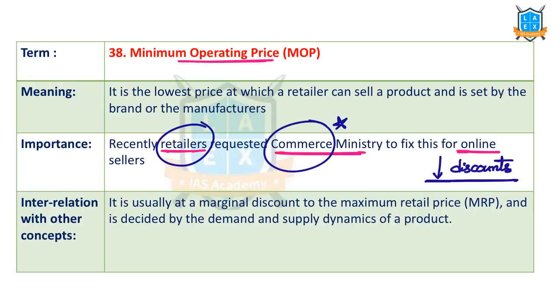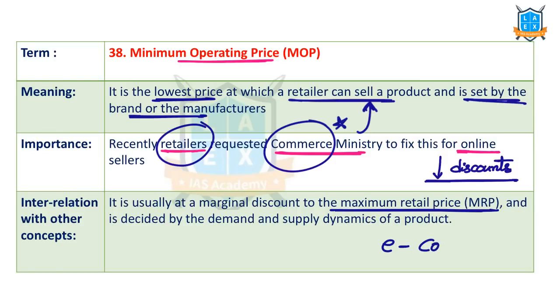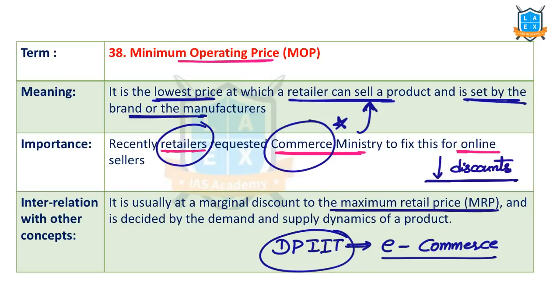Please take some action. There is this maximum retail price. Similarly, please fix the minimum operating price. Minimum operating price is the lowest price at which a retailer can sell a product, and it is set by the brand or the manufacturers. That's called minimum operating price. And the Commerce Ministry is the nodal agency for e-commerce. That's why they all went and requested the Commerce Ministry. And remember, e-commerce is under which ministry? The Commerce and Industry Ministry, and there is a department called the Department for Promoting Industry and Internal Trade. Under this particular department, the e-commerce sector is regulated.